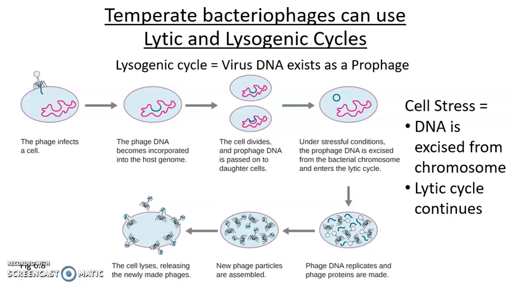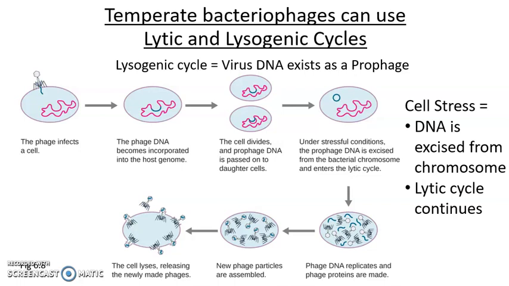And when the cell gets some sort of stress, so often exposure to UV light can do that in the lab, or the cells can run out of food, this actually sends out what's known as an SOS signal from the cell to try and save itself. And that signal also turns out to wake up the virus, and it's going to go back into its regular lytic cycle once the DNA is excised from the chromosome.